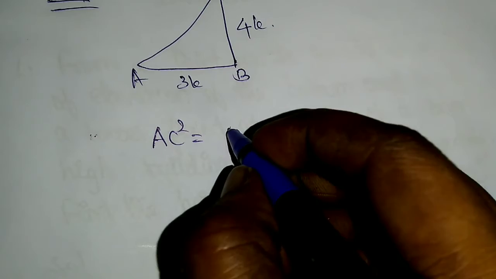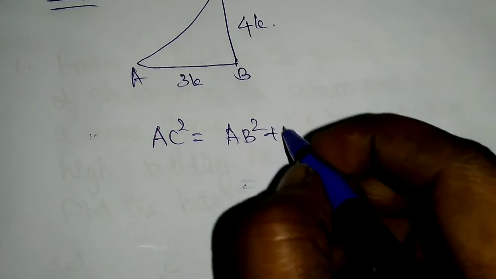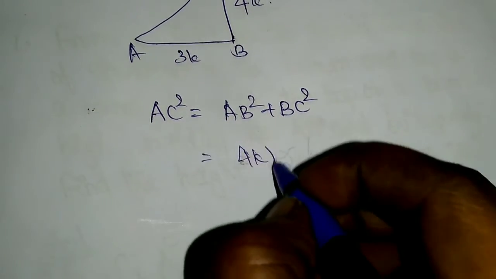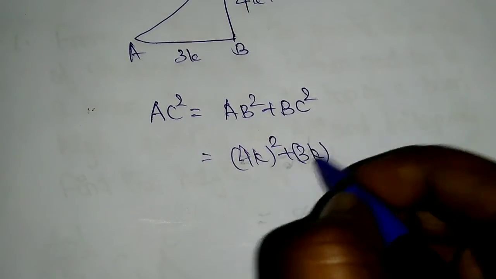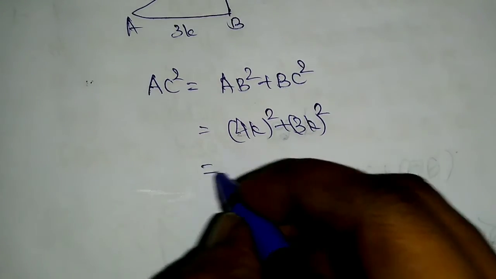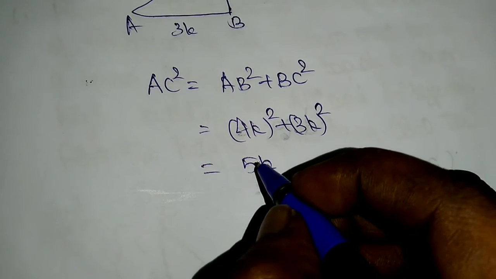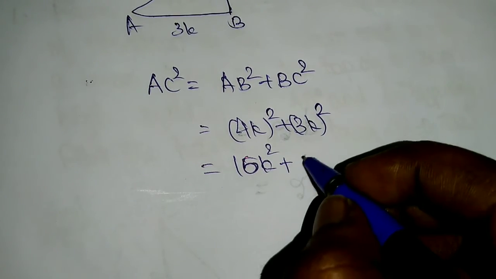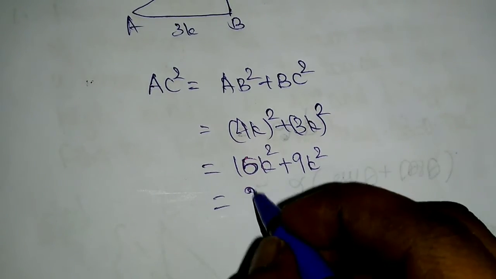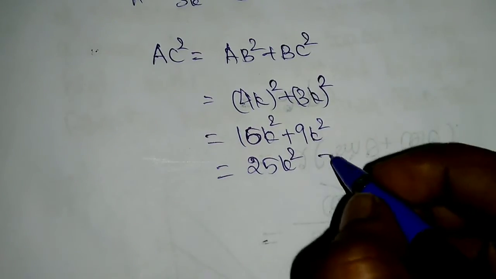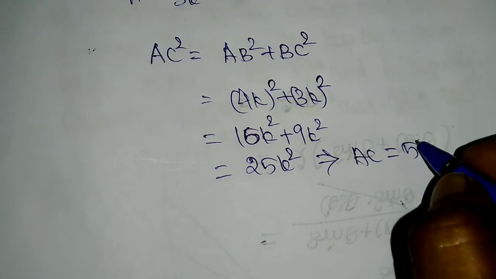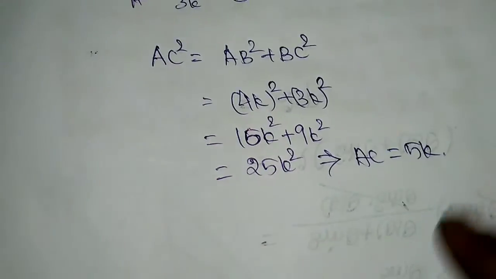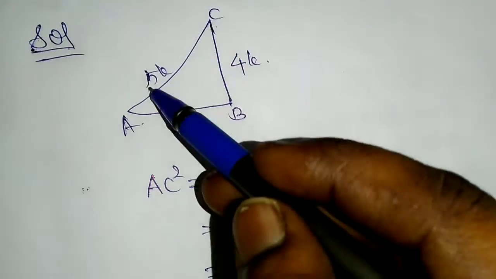Now we are going to find AC square is equal to AB square plus BC square. It is the Pythagoras theorem. Here we get 4k whole square plus 3k whole square. 4 fours are 16k square plus 9k square. Here we get 25k square. So AC is equal to 5k.